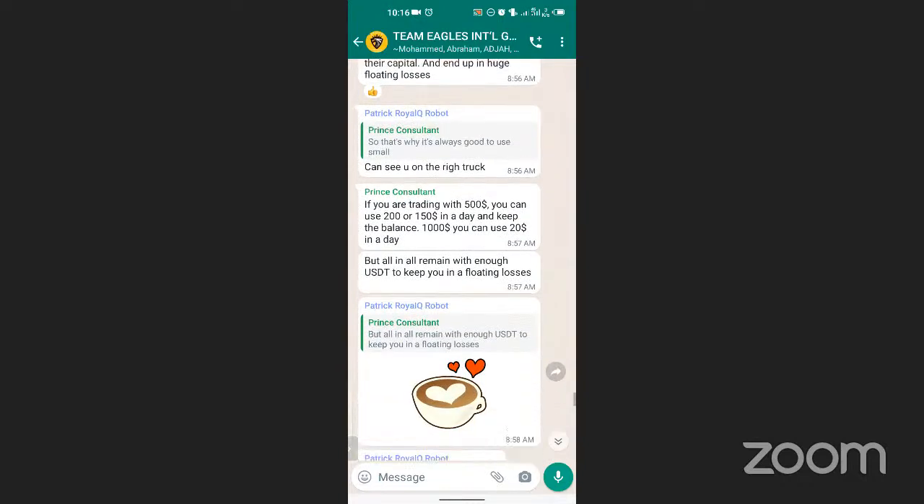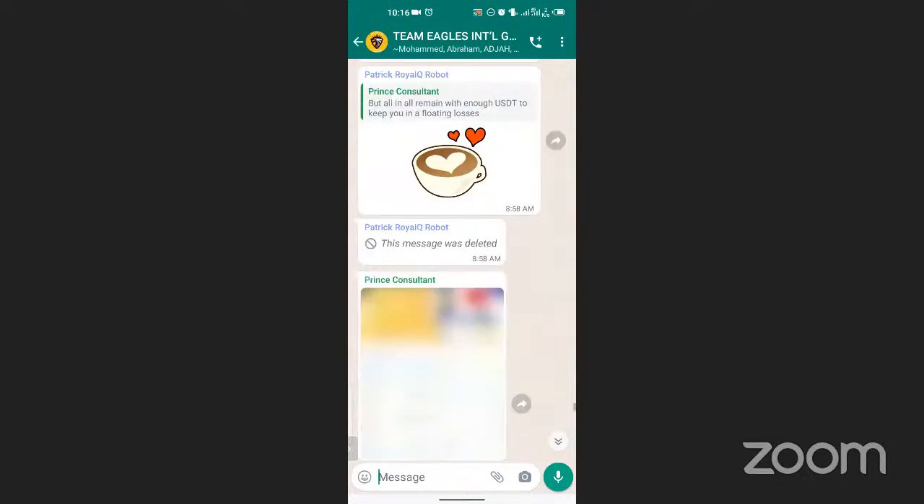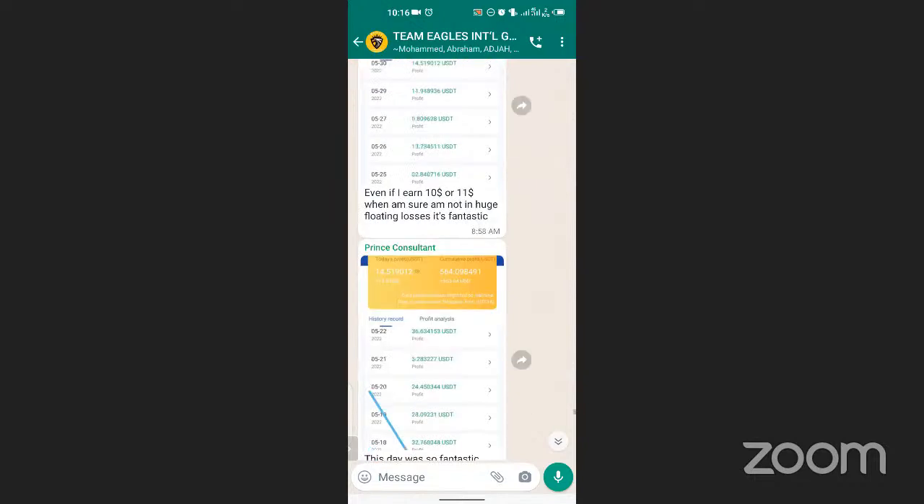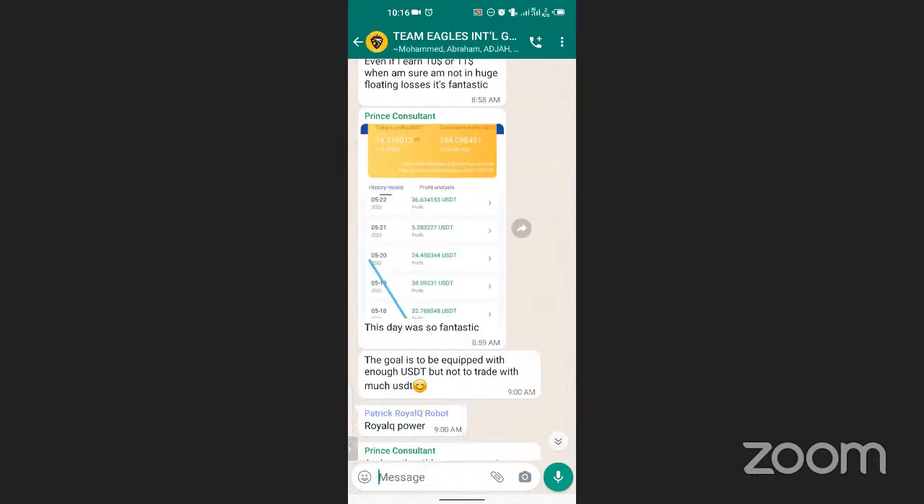Okay, you are trading with 500. You can use 200 or 150 in a day and keep the balance. I think 1,000 was talking about around $200 a day. And this person is saying, even if I earn $10 or $11, when I'm sure, not huge floating losses. And he says, when the day is so fantastic, I make more profit.